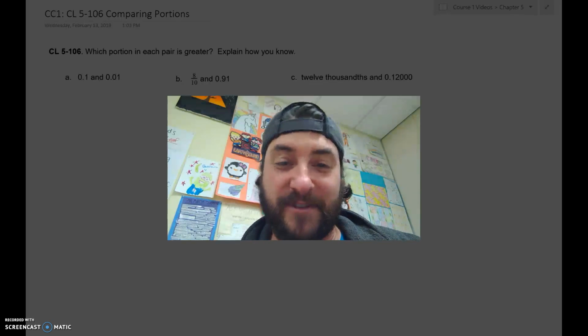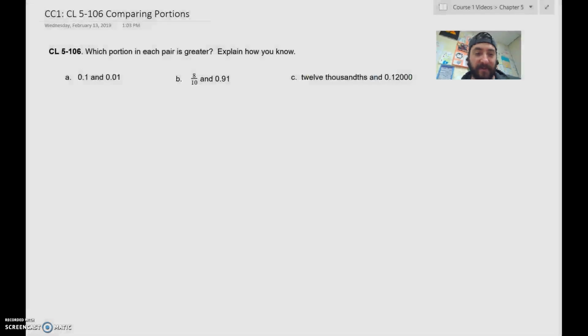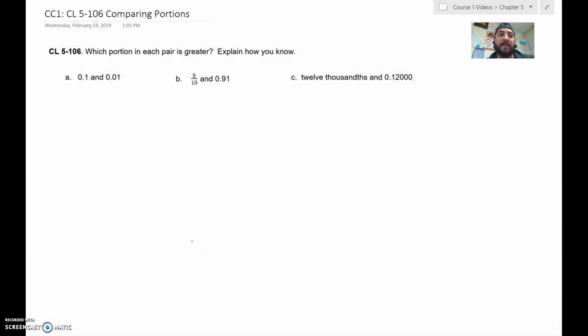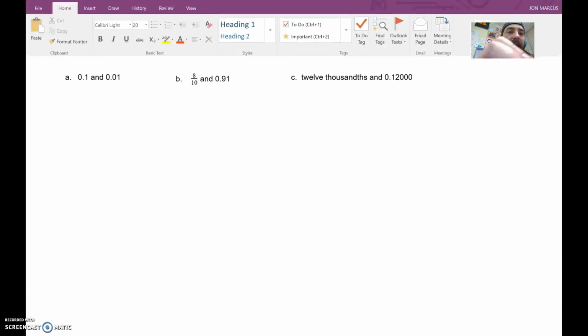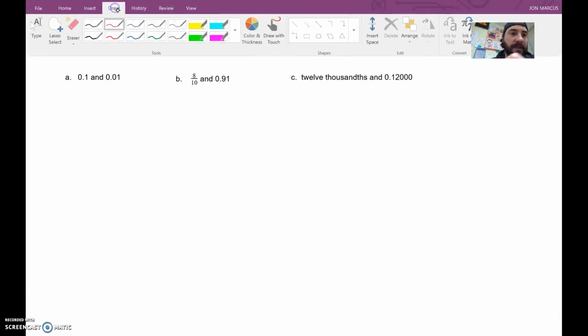Something like that. Okay, so this is the problem that we're doing today. This problem comes from chapter 5 from CPM, the 6th grade book, and it's which portion in each pair is greater, and explain how you know. So we're comparing portions and saying which is larger. How do we know it's larger? That's what's going on. So the first one here, let's get a pen.